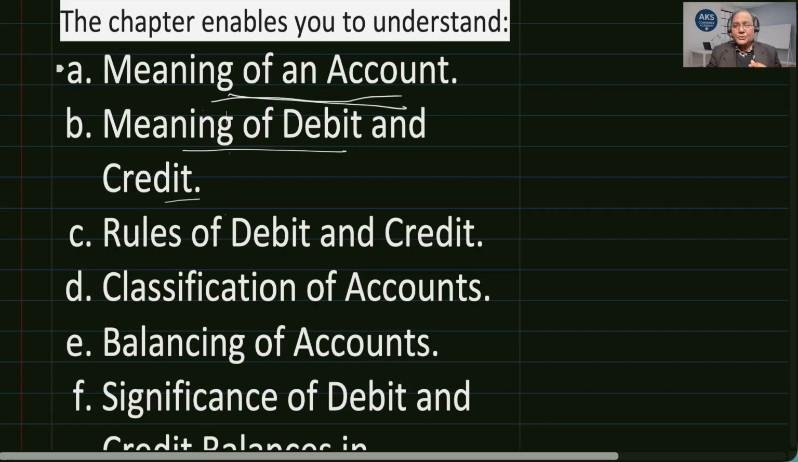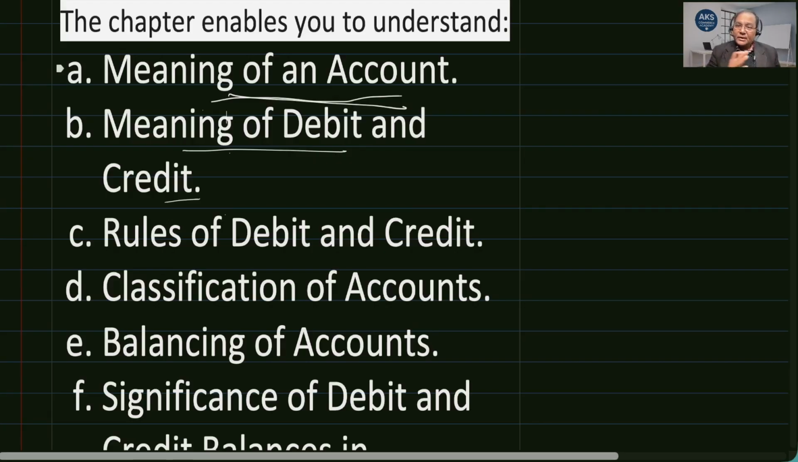First of all, we need to classify the account: real account, personal account, and nominal account. And there is a rule for each specific nature of account. If it happens to be a personal account, the rule says debit the receiver and credit the giver. If it is a real account, debit what comes in, credit what goes out. And if it is a nominal account, debit all losses and expenses, credit all income and gain. This is the meaning and rule of debit and credit that we have understood.